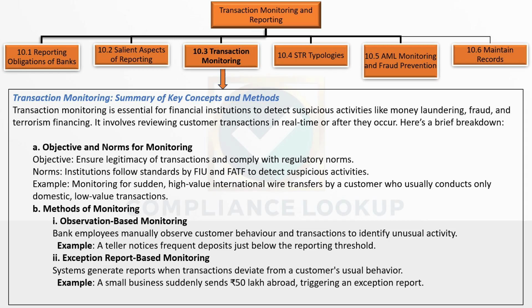Now, coming to its norms. Financial institutions must follow regulatory standards set by bodies like the Financial Intelligence Unit and international guidelines such as the Financial Action Task Force recommendations. Example. A bank tracks all transactions and monitors for large or irregular activities, such as sudden high value international wire transfers by a customer who usually conducts only domestic, low value transactions.